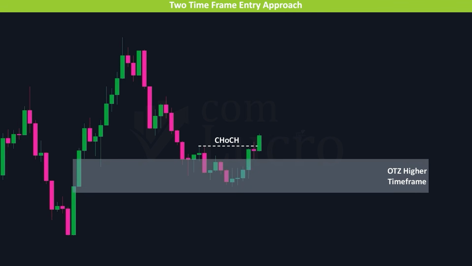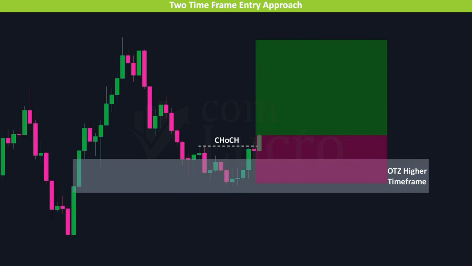When we observe a clear change of character, it provides a valid signal to consider a long entry. In this example, we know the higher time frame trend remains bullish and price is trading within the optimal demand area. As a result, we have combined multiple price action concepts and confirmations to justify this trade.